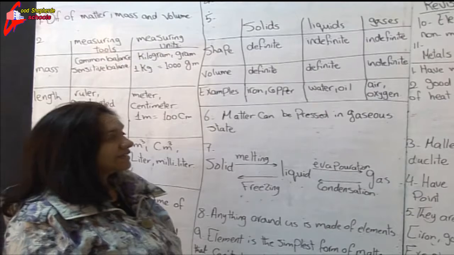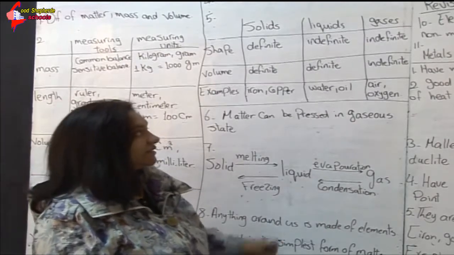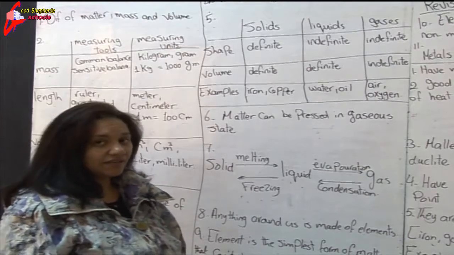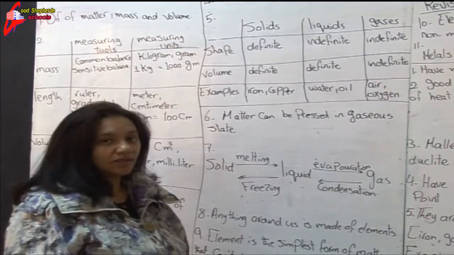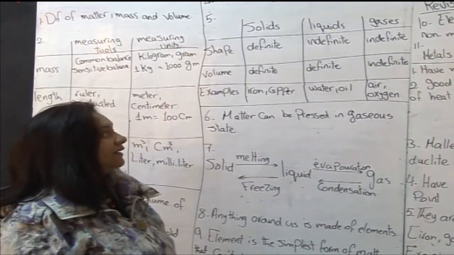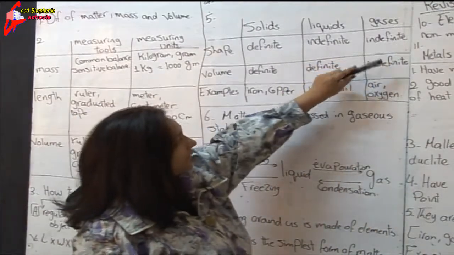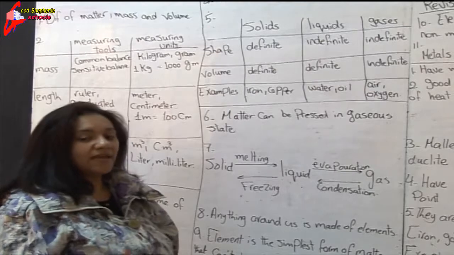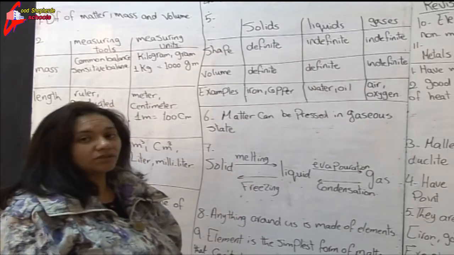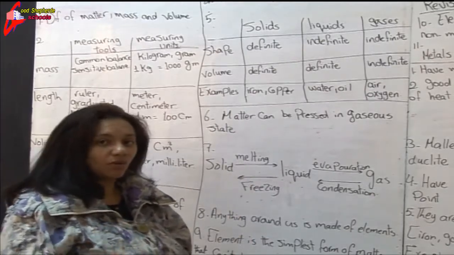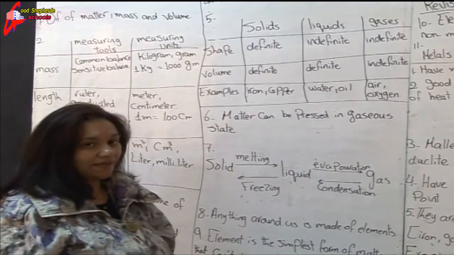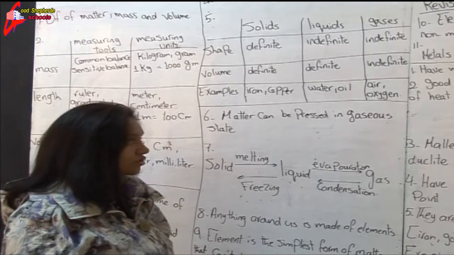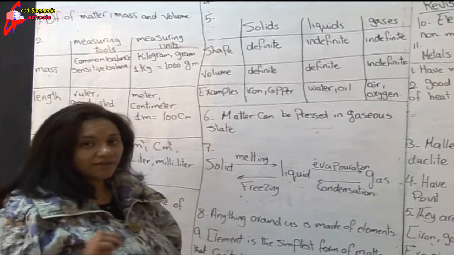The last state is the gaseous state, or gases. Gases like air, oxygen, hydrogen, and water vapor have indefinite shape and indefinite volume. So its shape and volume change according to the shape and volume of the container. So again, the gas's volume and shape change by changing the container.